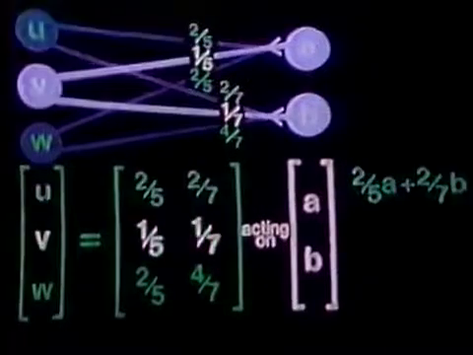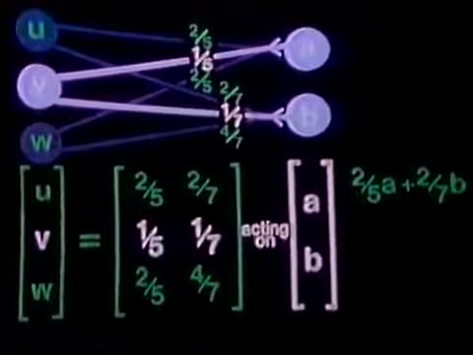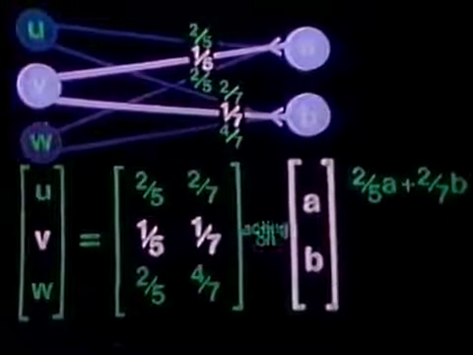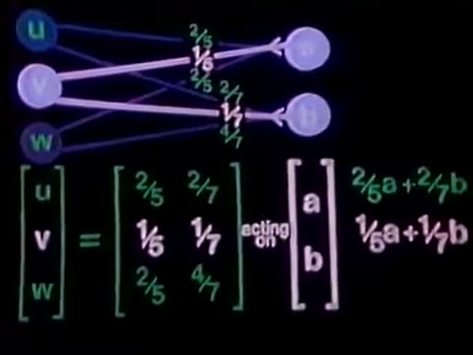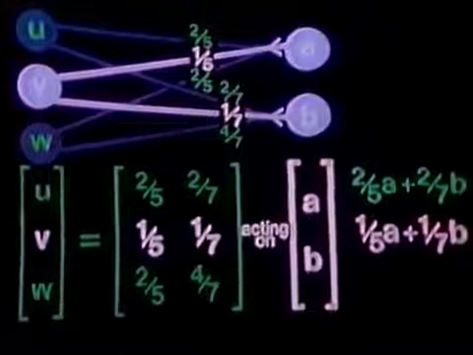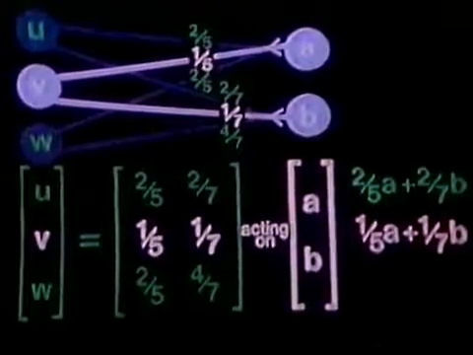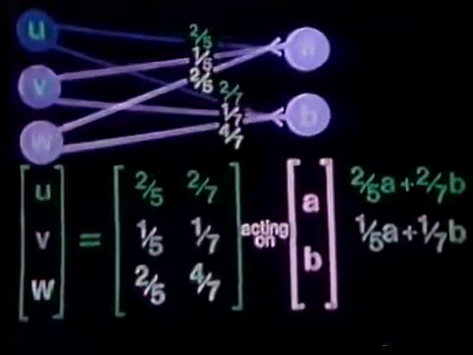And the second row corresponds to the second output, V. We think of the second row as acting on the column AB to give the value of V. And similarly for the third row.